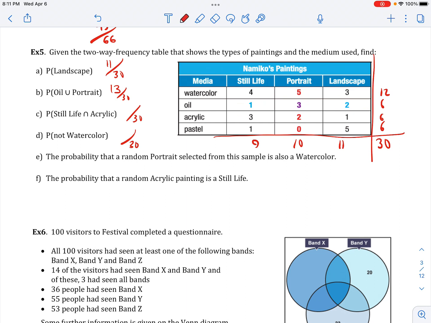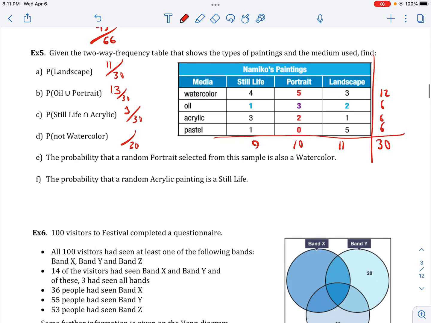Okay, still life and acrylic. I see 3 in that cell. That's just this. That's a 3. Not watercolor. Well, the watercolor is 12 of those, so it's the rest that are not those 12, so it's 18. Or you could add up these 18 here.